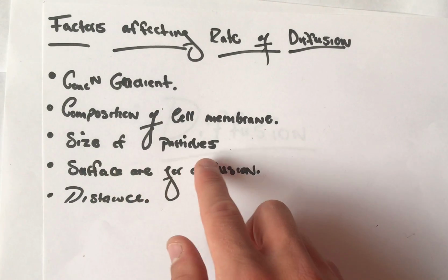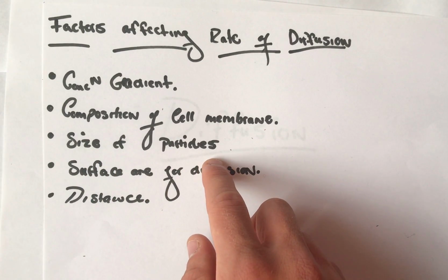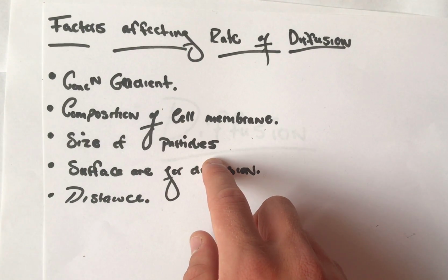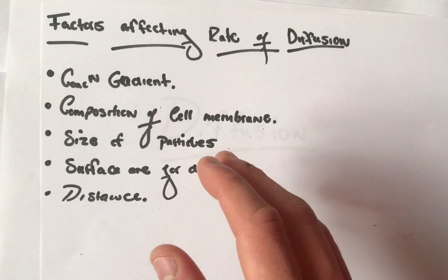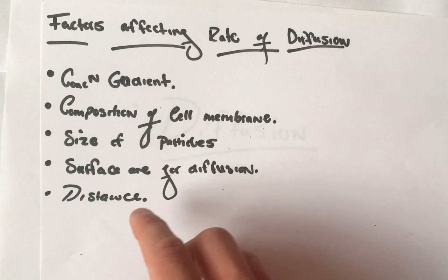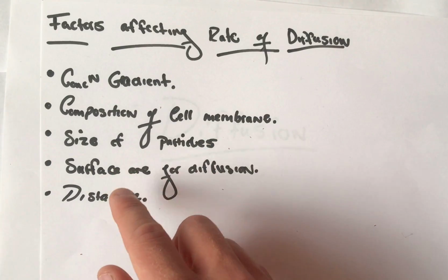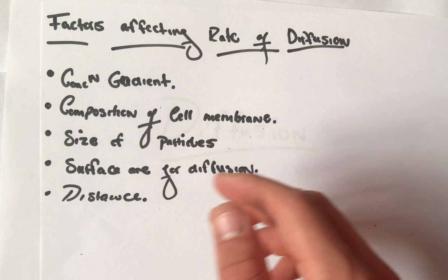You also have the size of particles. Larger particles will diffuse and move slower than smaller particles since they have less kinetic energy and move slower due to the larger mass. Therefore the smaller particles will diffuse faster than the larger particles.